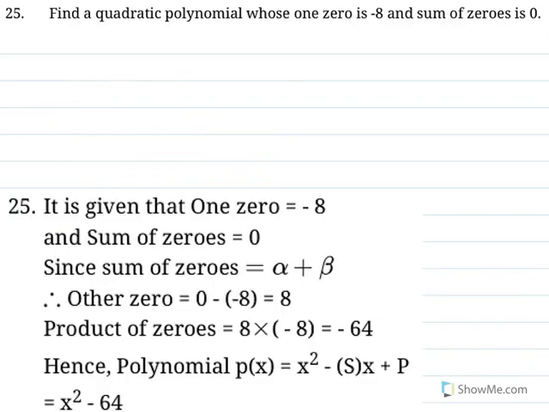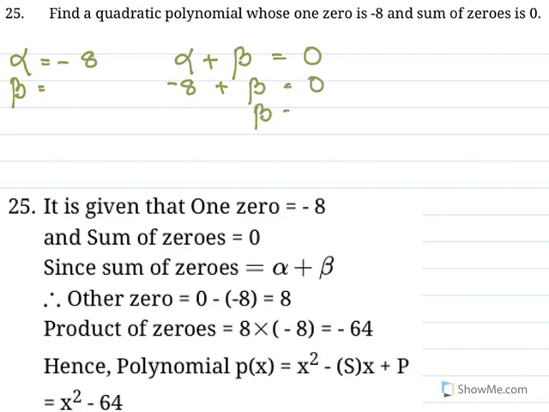Find a quadratic whose one zero is minus 8 and the sum of the zeros is 0. So one zero is minus 8, means alpha is minus 8. And the sum of the zeros is 0, which means alpha plus beta is 0. Now we need to find the beta. We know alpha is minus 8, so we put minus 8 plus beta equals 0. So beta will be 0 plus 8, so beta is 8. Now if we know alpha plus beta and alpha beta, we can find the quadratic.